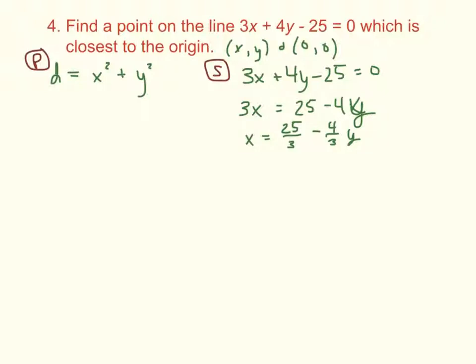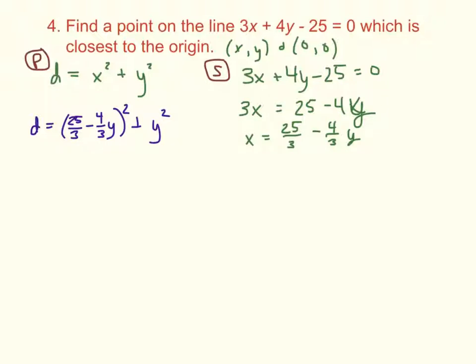All right, so I'm going to take that expression for x, and I'm going to plug it back into my primary equation. So I'll have d = (25/3 - (4/3)y) squared + y squared. Now I could write that twice and FOIL it out, but it's just going to get messier and messier with all those fractions.